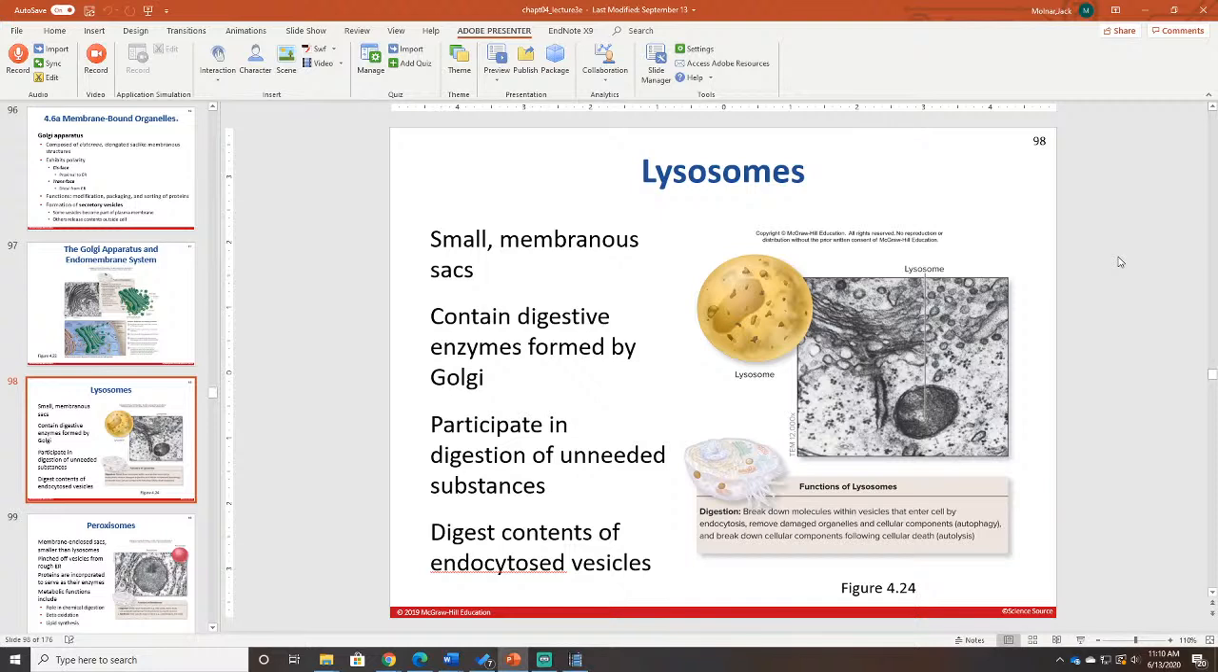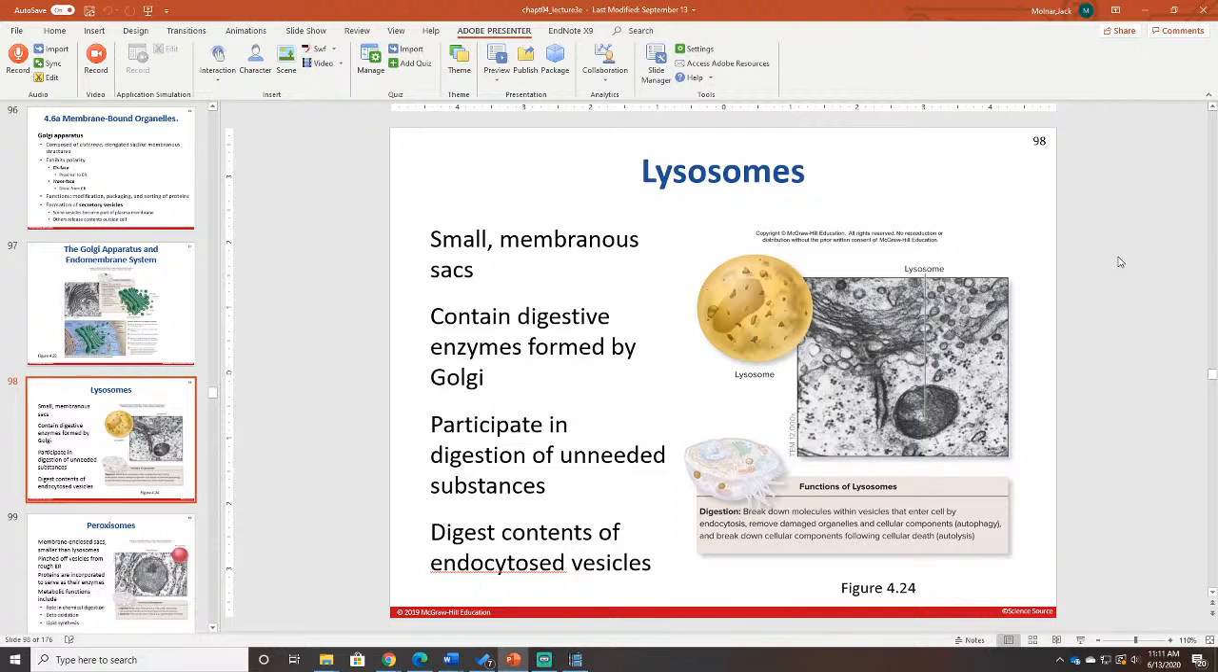All right, lysosomes are small membranous sacs. This is another membrane-bound organelle, and they contain digestive enzymes that were made in the Golgi apparatus. They participate in the digestion of unneeded substances. Basically, we have old proteins and things like that that are broken down. We need to recycle them, and so the lysosomes will do that. They also digest the contents of endocytosed vesicles.